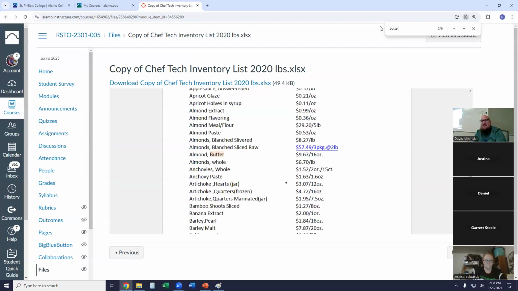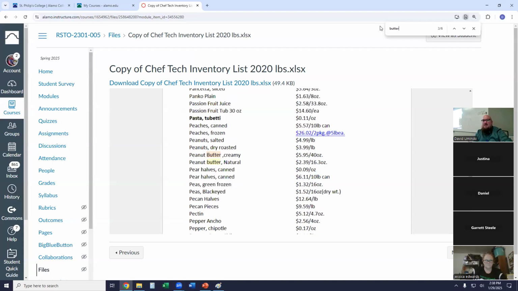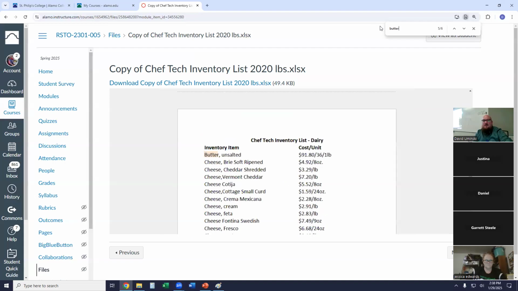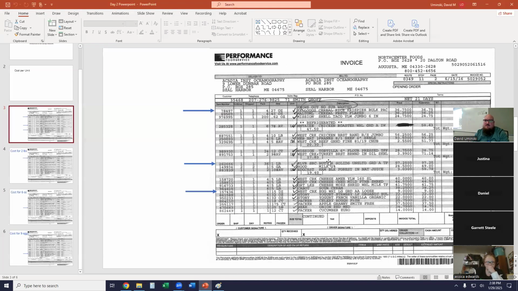1 of 6, 2 of 6. Almond butter, I'm not looking for almond butter. Butter, peanut butter, nope. Butter unsalted, 91.80 for 36 pounds. That's not actually too far off. Butter. Oh, it's actually cheaper than it was 5 years ago or 9 years ago. It's interesting.